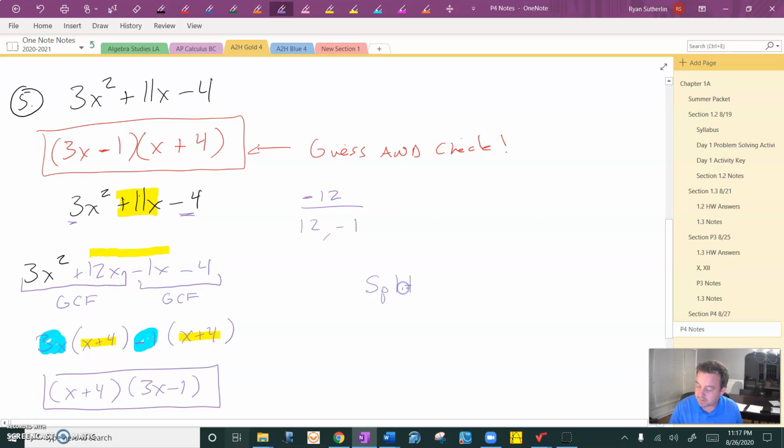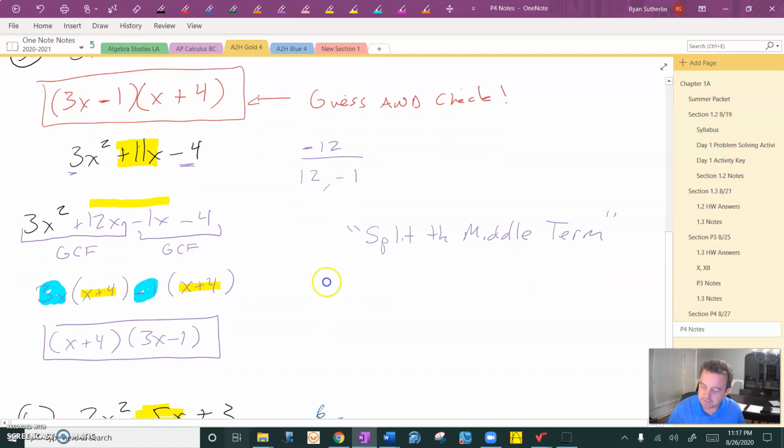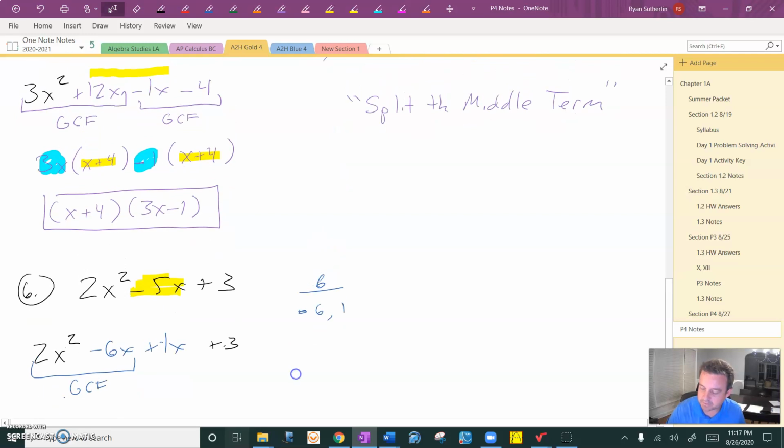So this method is called split the middle term. Sometimes just shortened to split the middle, but you're really splitting the middle term. It's the method that I'm using. Again, you don't have to use it. You can just guess and check. All right, let's try another one like this.